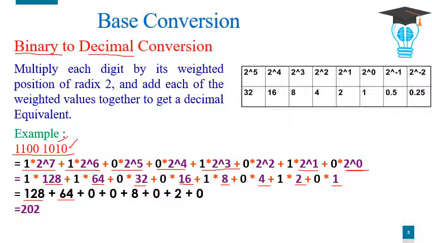Next bit is 0, multiplied with 32 will be 0. Next bit is 0, multiplied with 16 will be 0. Next bit is 1, multiplied with 8 will give you 8. Next bit is 0, multiplied with 4 will be 0. Next bit is 1, multiplied with 2 will give you 2. Next bit is 0, multiplied with 1 will give 0. Add all these together, it will give rise to 202, which is the decimal equivalent of 11001010.